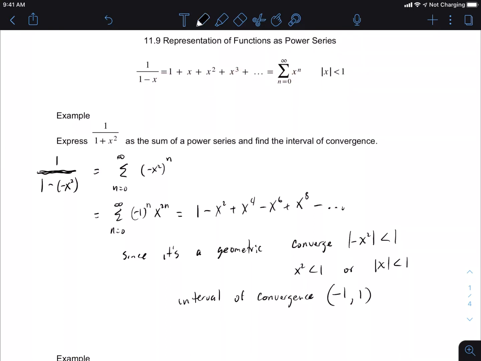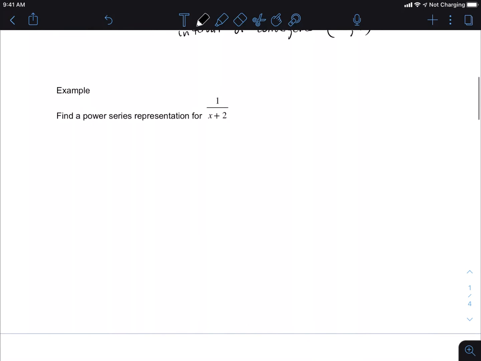Okay, so again, we'll do another example doing the same thing. We want it written so that it's, remember, 1 over 1 minus x. So I'm going to rewrite this as 1 over 2 plus x. But then I'm going to rewrite that as 1 over 2 times 1 plus x over 2. And then from there, I'm going to manipulate that just a little bit further. I'm going to go 1 over 2 times 1 minus a negative x over 2.